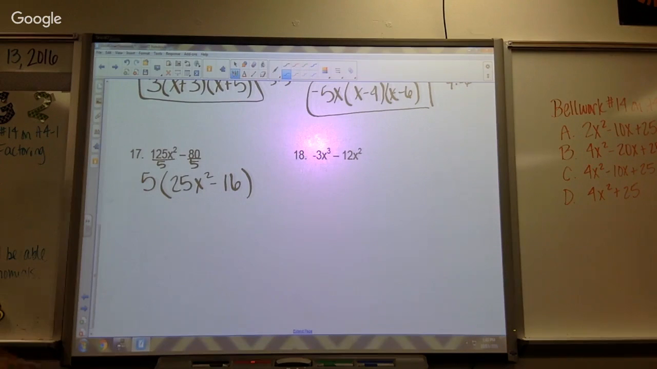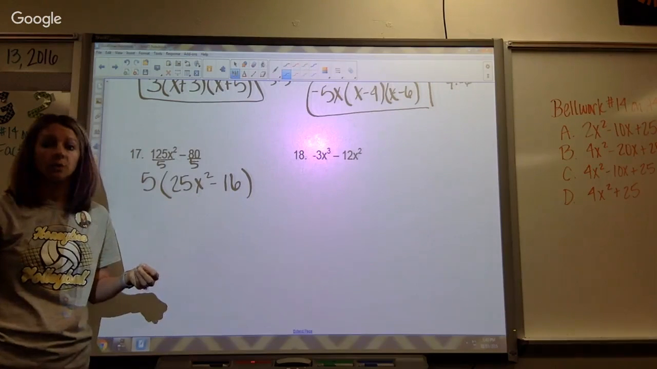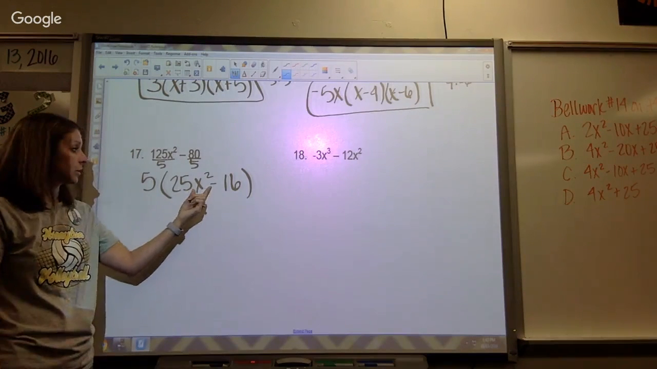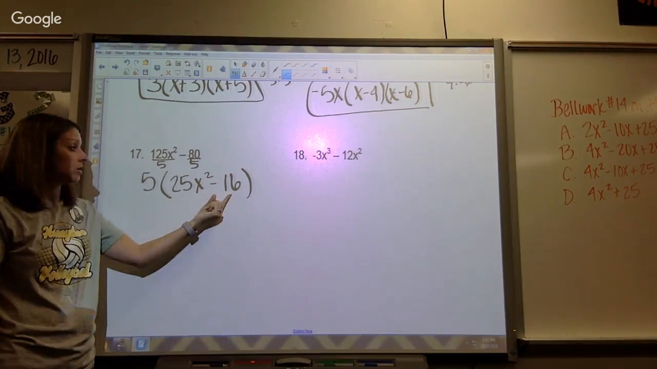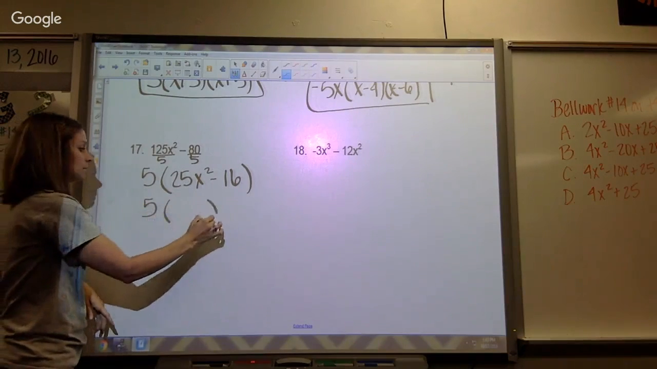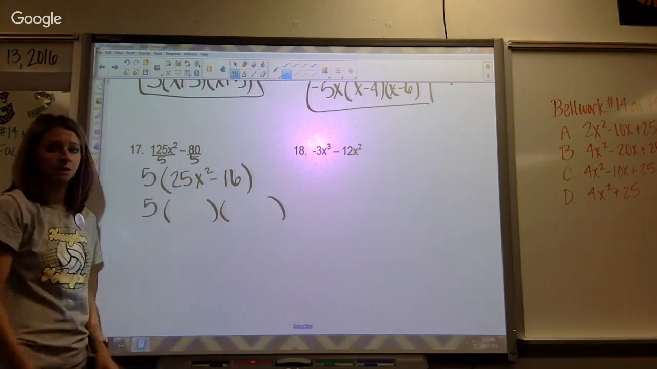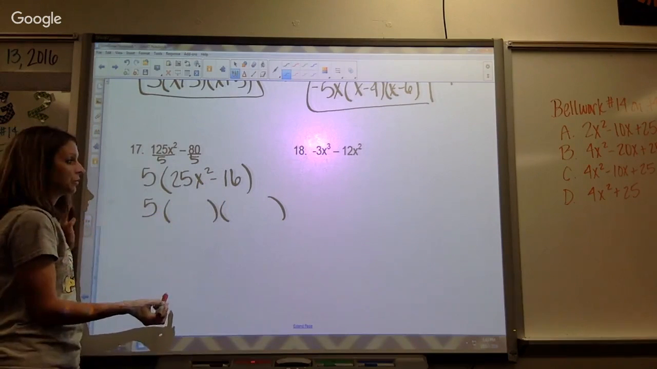Then look on the inside. Notice we have 2 terms this time. When we went over 2 terms today, we were looking for difference of squares. So we are subtracting. 25 is a perfect square, so is 16. Bring my GCF down. Open up my 2 sets of parentheses. Remember, on difference of squares, you're going to take the square root of both terms.